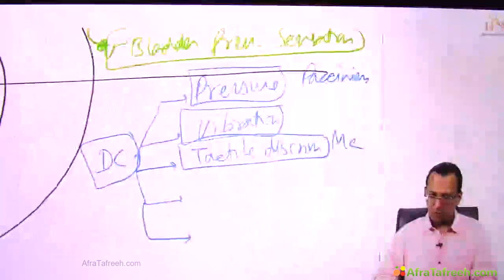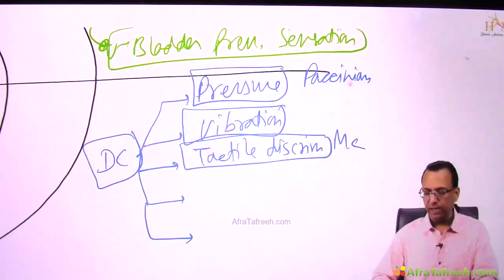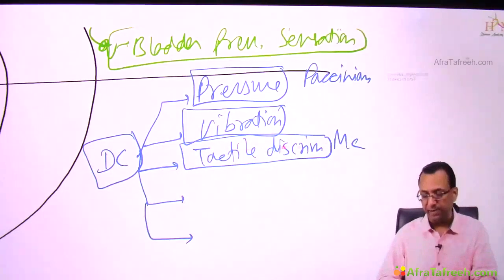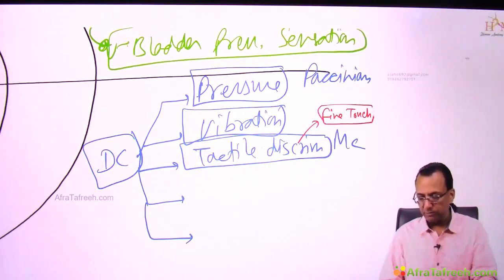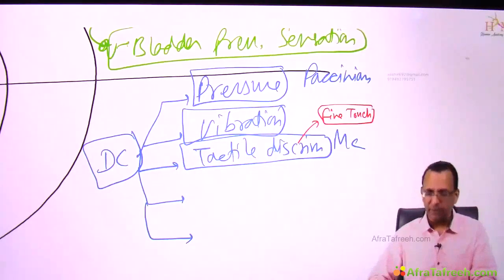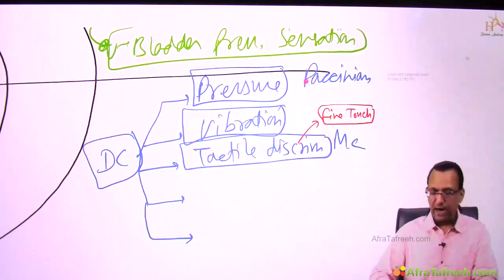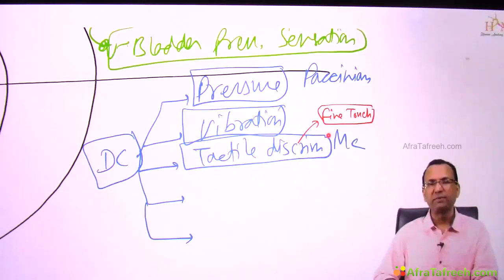See, the Pacinian corpuscle was carrying pressure, and it is also carrying vibration. But Meissner corpuscle is carrying tactile discrimination, which is 2-point discrimination, which is actually the fine touch, carried by the dorsal column. And if you remember, both of them are rapidly adapting receptors. Pacinian corpuscle and Meissner corpuscle both are rapidly adapting receptors. Now, what else is the dorsal column carrying to the cerebrum?